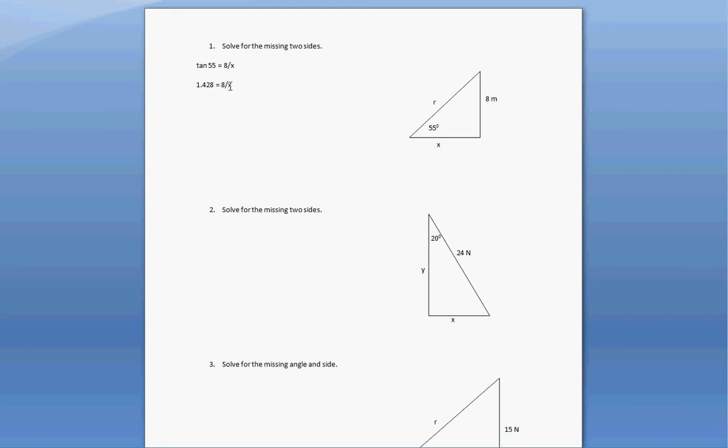And I'm going to multiply both sides by x, so 1.428x is equal to 8. And now I'm going to divide both sides by 1.428. So x is equal to 8 divided by 1.428, which is 5.602. Okay, just check our answer to make sure it makes sense.